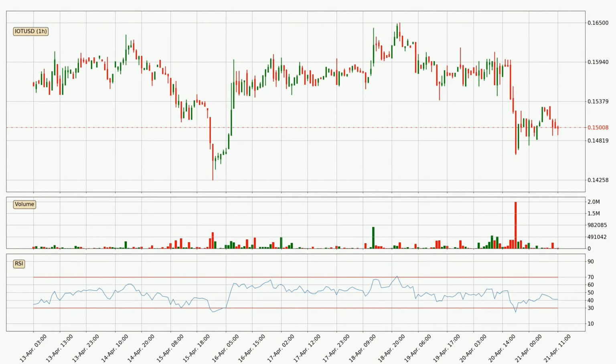Jumping to the hourly relative strength index, the current hourly RSI is at 41, so there are currently no signs of the crypto being overbought or oversold.